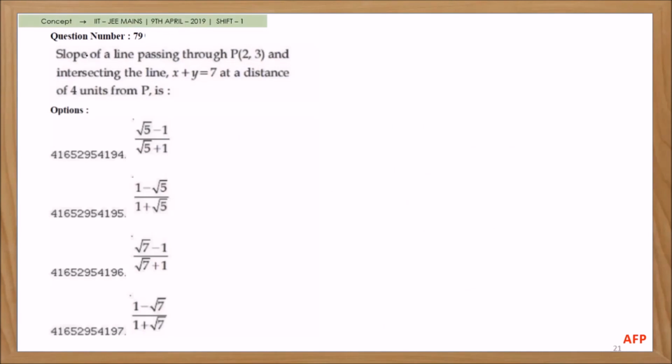Next problem. The slope of a line passing through the point (2, 3) and intersecting the line x plus y is equal to 7 at a distance of 4 units. First we shall draw the diagram. x plus y is equal to 7. Next we will mark a point. So this is the point, we will take (2, 3). So the distance will be 4 units.